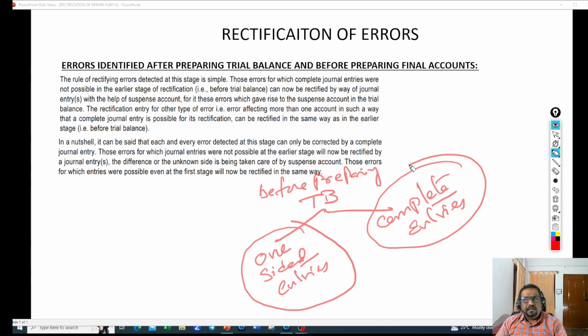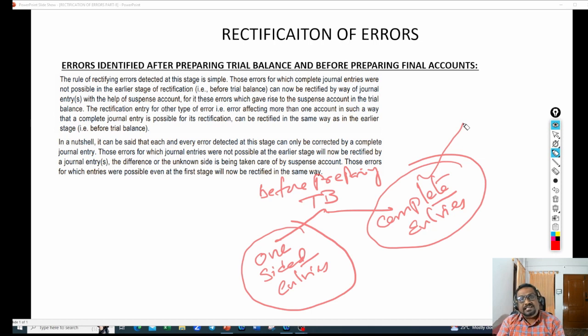Okay, fine. Do you mean to say there are no complete entries posted in stage one? Yes, we posted complete entries in stage one. When did we post complete entries in stage one? Wherever you identify those errors having impact on multiple accounts, that is when we got into complete entries. So if you could understand this, now I'll go to the second stage.